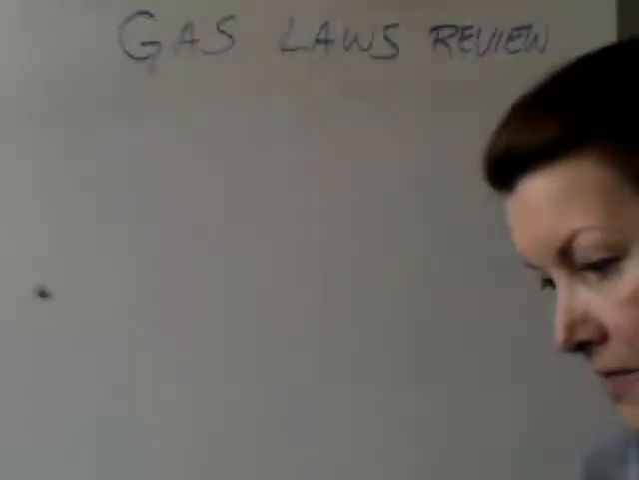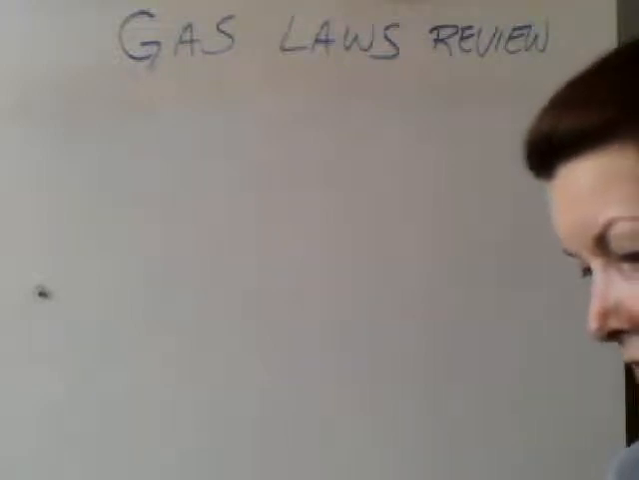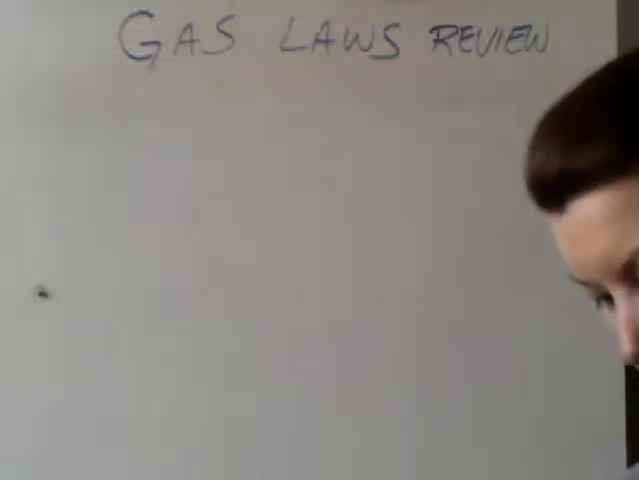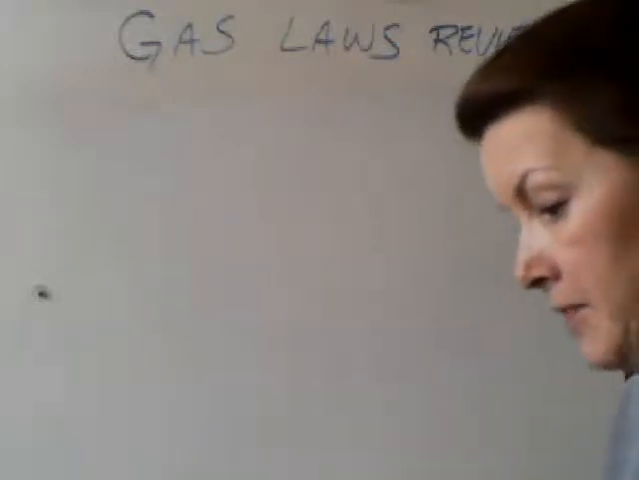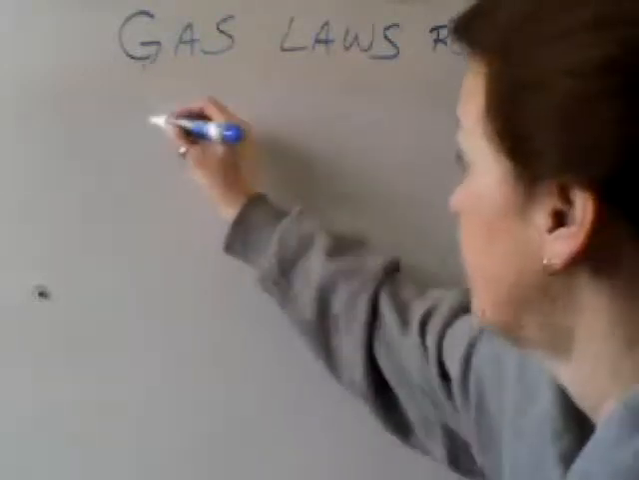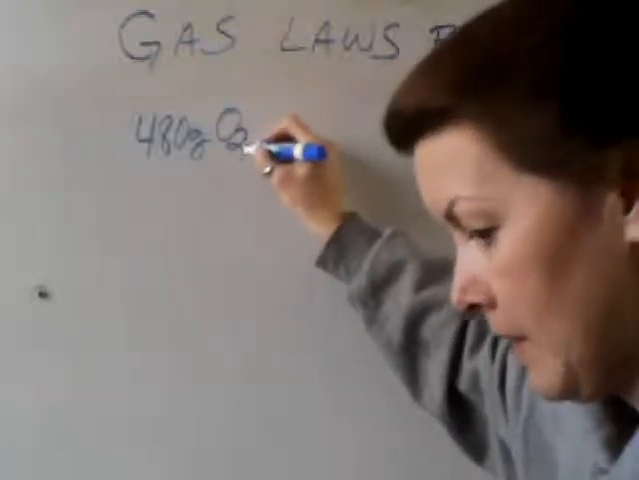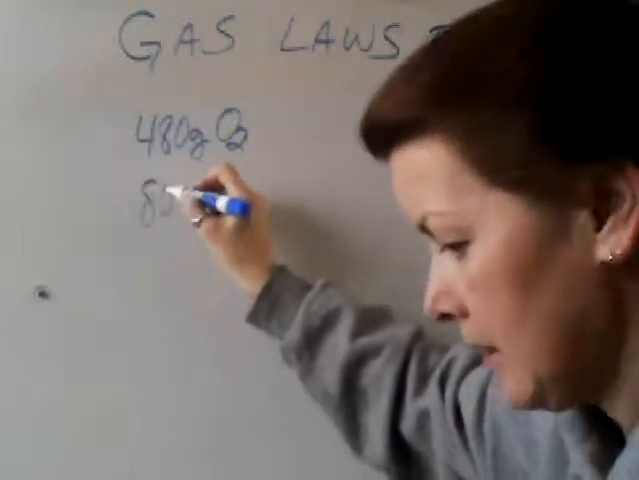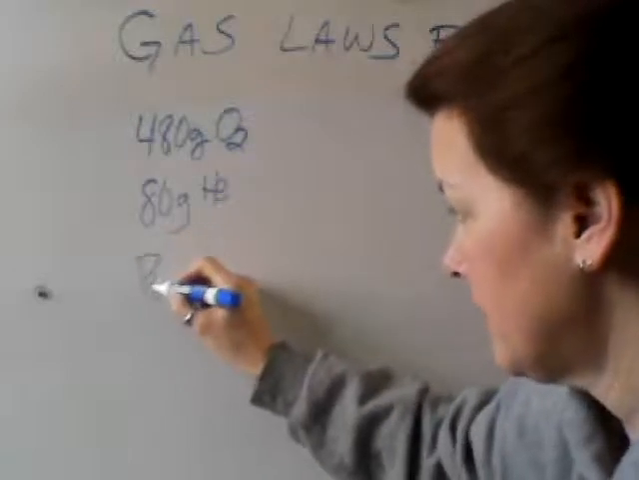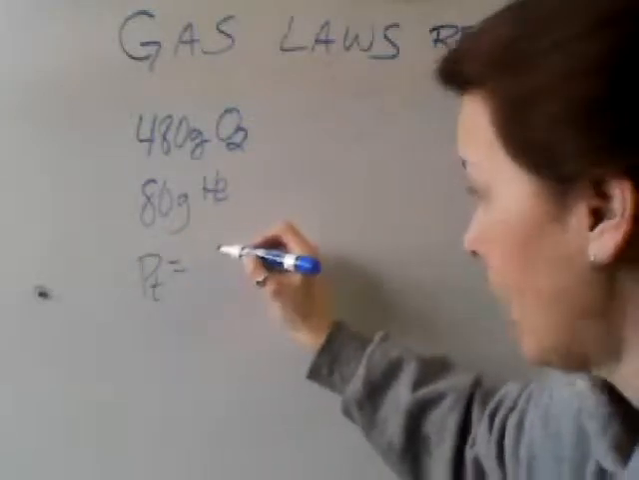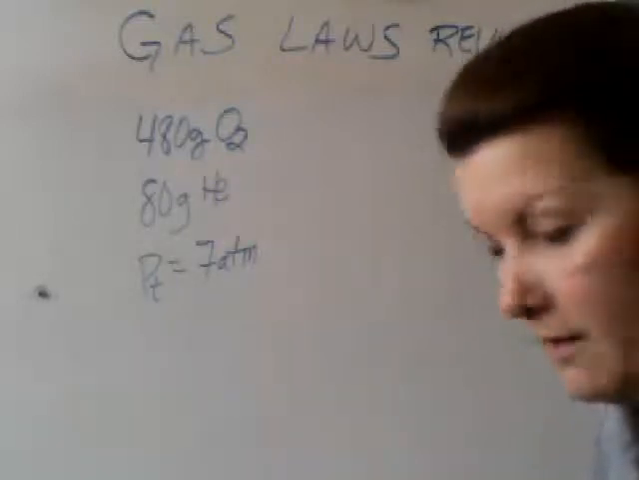Part 3 of our gas law review is problem number 5 on our gas laws and conservation practice sheet. It talks about a tank of gas, so we know that's a contained system. The tank of gas contains 480 grams of oxygen and 80 grams of helium at a total pressure, so that's both gases together, of 7 atmospheres. And it wants to know a whole list of the following things.